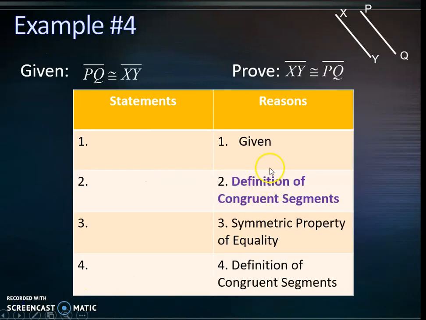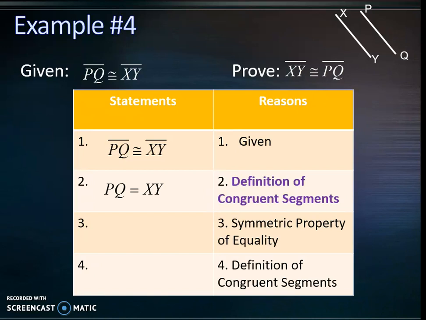So for this one, we're going to be given the reasons, and you're going to look at the given and the proof, and you're going to come up with the statement. So you know the first one is given, and the last one is proof. You need to look at the reasons and write the statements. So we're going backwards now. So first, you're going to write the given. Segment PQ is congruent to segment XY. Please write that.